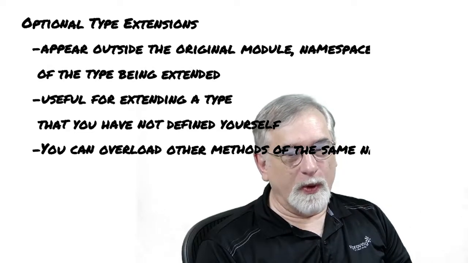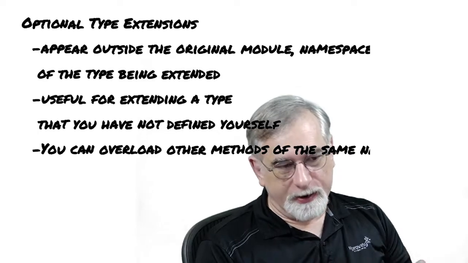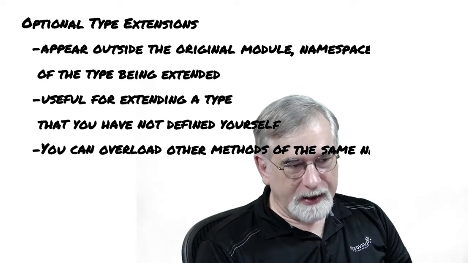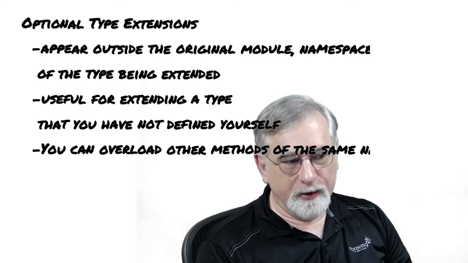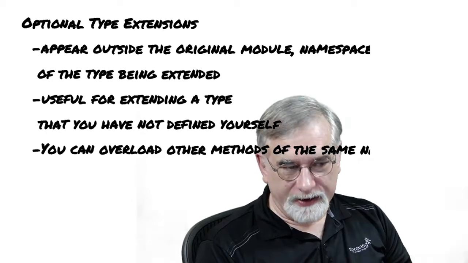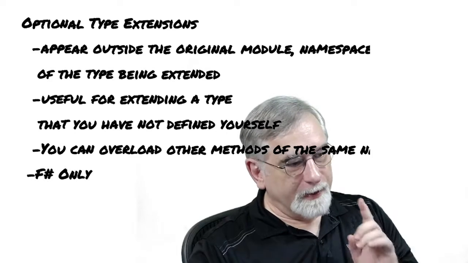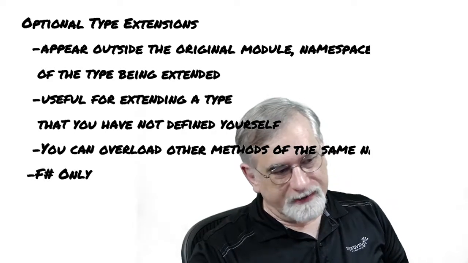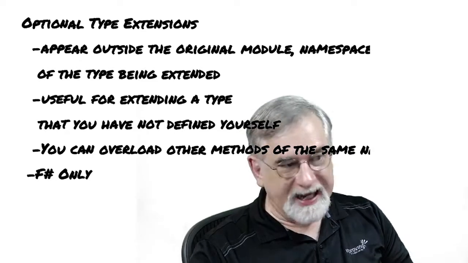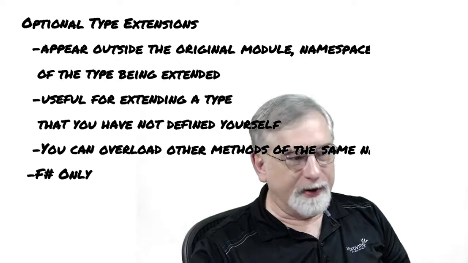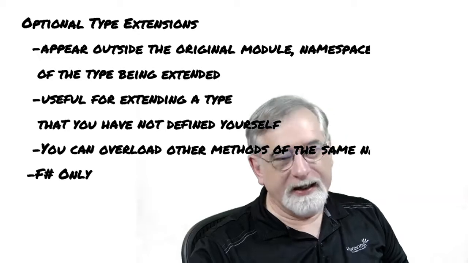So what do I mean by that? You can write what is effectively an overloaded method as long as you can figure out a way to make the parameters of that method be different than the ones of the original type. Now, the important thing to remember is these are only available to F# code. C# and VB can't see these methods at all, no matter what. You can only see them from F#. So anything we do like that has to be done on the F# side of the code.